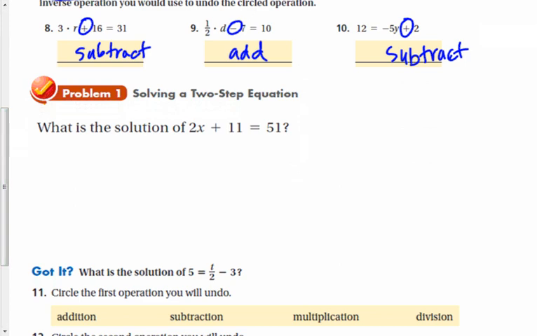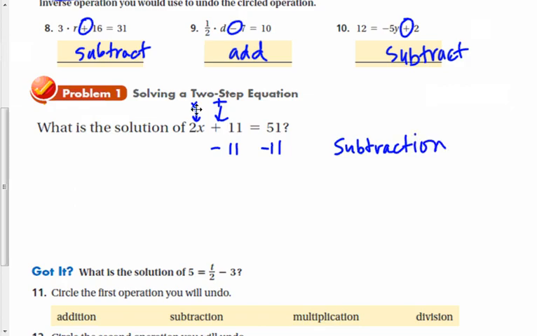All right, so let's use that idea here. When we solve this two-step equation, we're going to do 2 things. There's multiplication right here, and that comes first, and then there is addition right here. That comes second. So when we go backwards, we are going to undo those by first subtracting 11. And I'm going to subtract 11 from both sides. That's the subtraction property of equality at work.